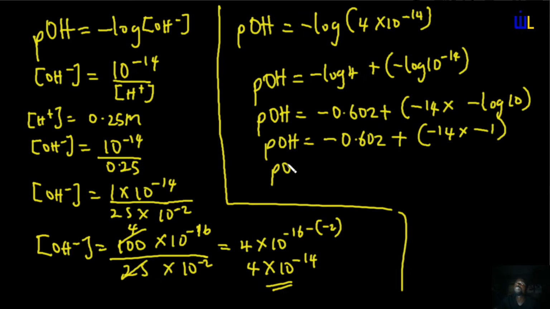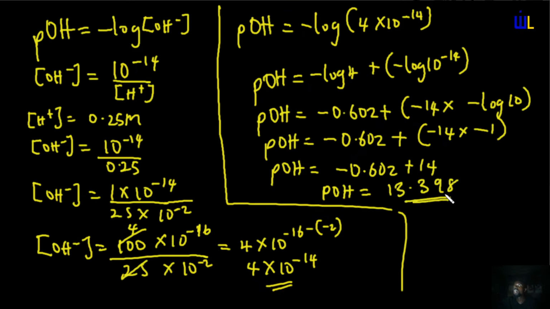And then what do we have? pOH is going to be equal to minus 0.602 plus, in this case, 14. Now when you do that, pOH will now be equal to 13.398, and that's your answer, straight up. So I presume that this was understood.